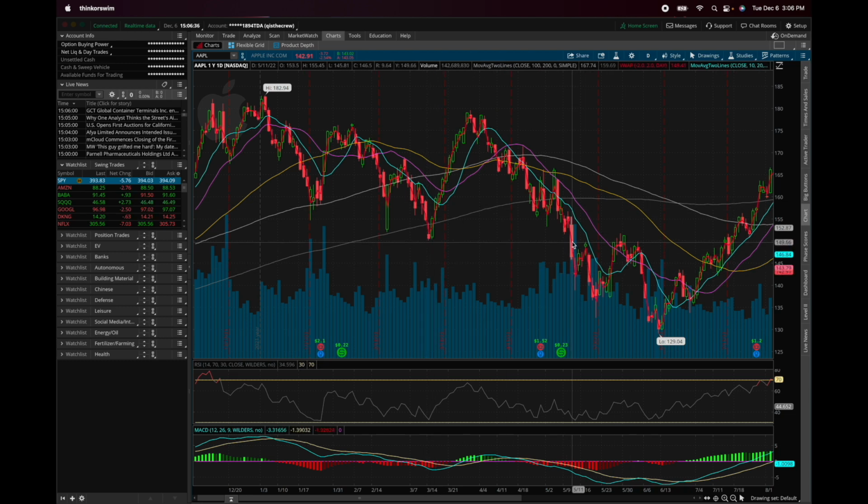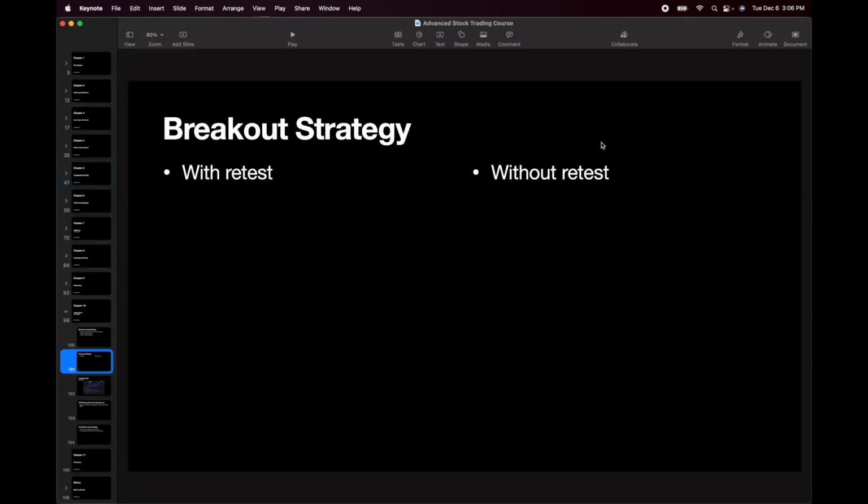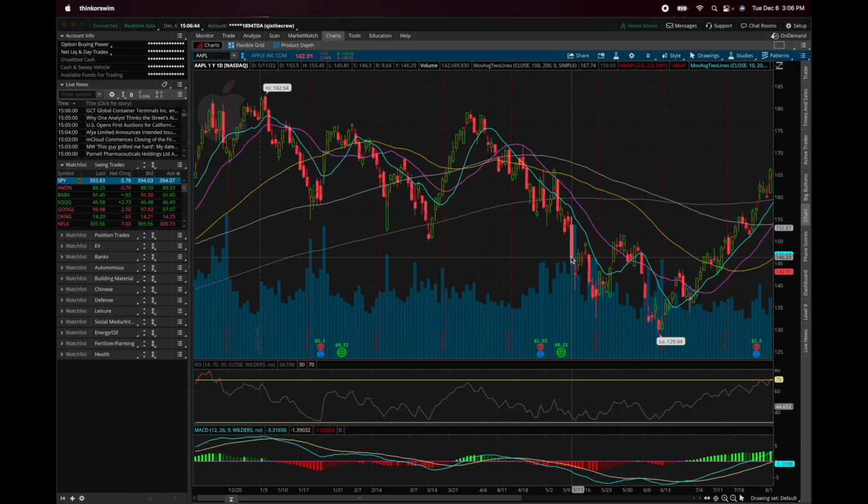Now, you can be the trader that enters right at the break and you don't wait for a retest, or you can be the trader that waits for the retest and then enters. And so here in this case, what we mean is if you see the stock break below 150, you can enter the stock and you can place your stop loss above 150, but that would be a high risk trade because we don't know if it's going to hold below 150 yet.